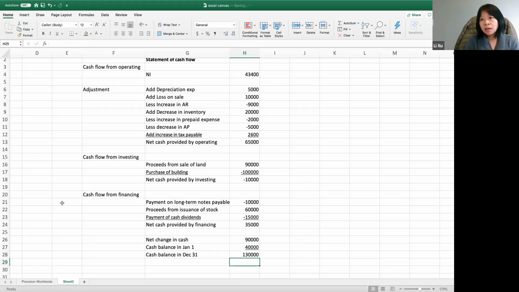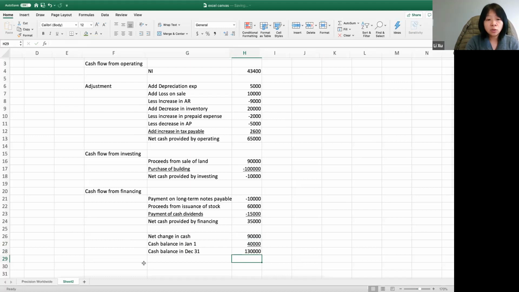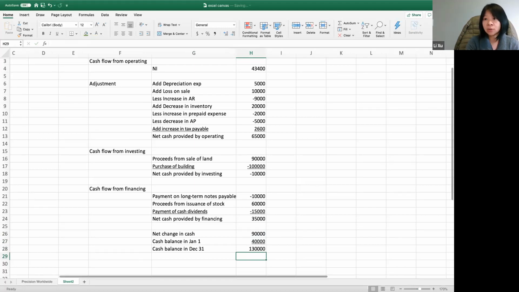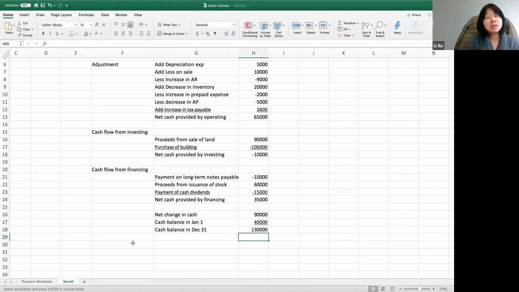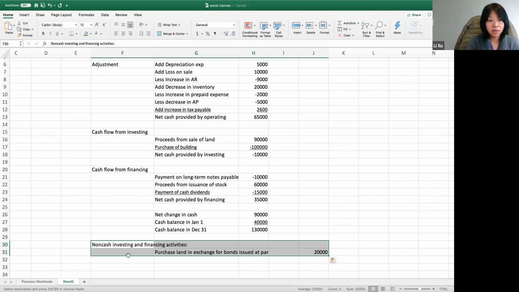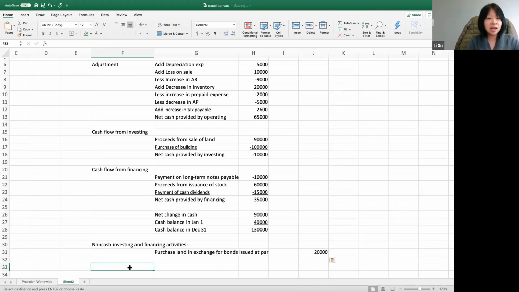Is this all? A lot of times you also want to make a note at the end of the statement of all significant non-cash transactions. In this case, we do have one significant non-cash transaction, which is the bond issued in exchange for land. So you want to put that at the end of the statement of cash flow, which is actually required, so it's not optional, okay? So you just say that you have a significant non-cash investing and financing activity, which is purchase of land in exchange for bond at par, okay?